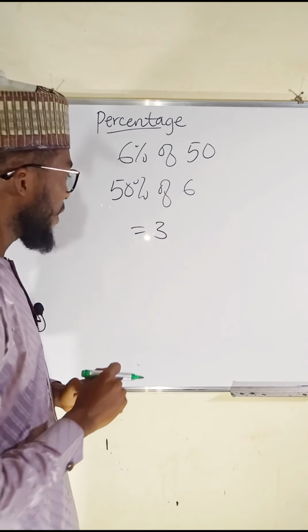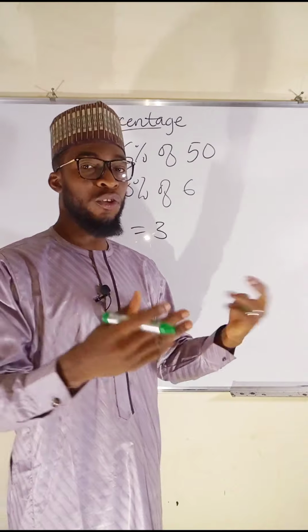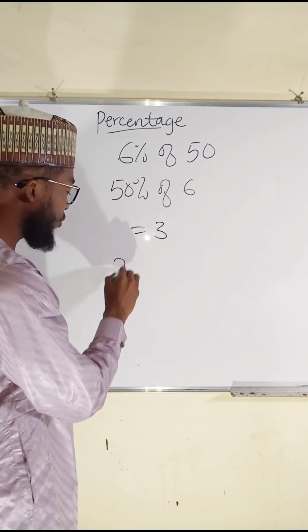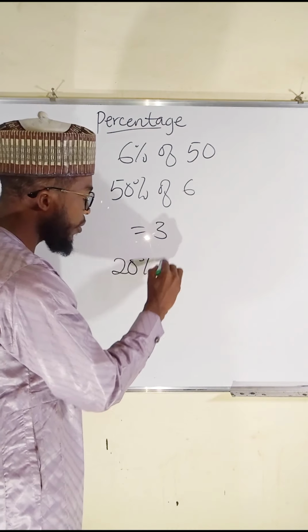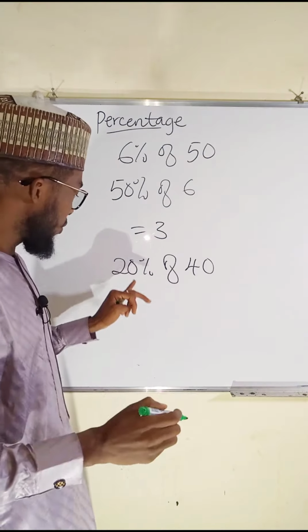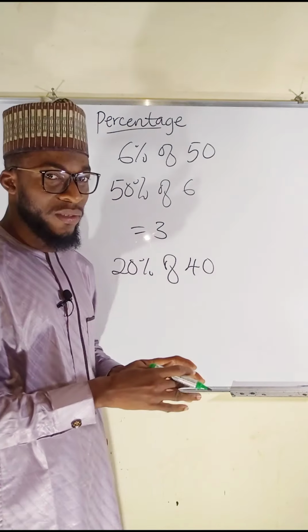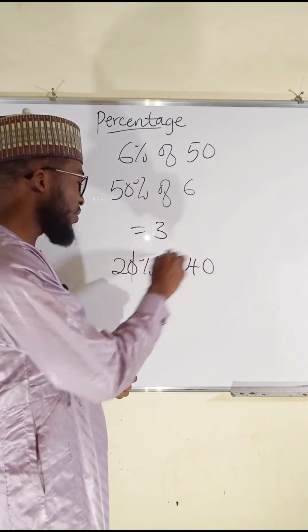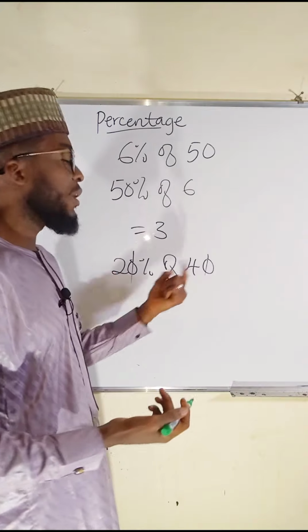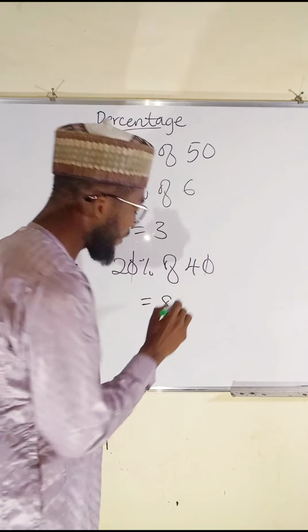The second problem is when you have a combination of zeros greater or equal to 2. Example, if you have, let me say, 20% of, let me say, 40. Can you see we have 2 zeros? We have one here and the other one here. Whenever you have problems like this, always just cancel 2 zeros and multiply the rest of the digits. 2 multiplied by 4 is 8. Therefore, 20% of 40 is equal to 8.